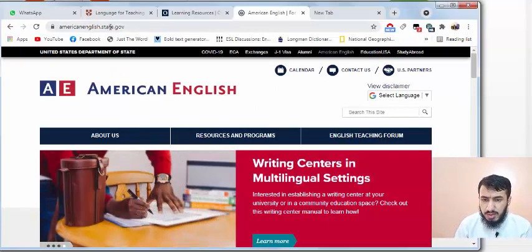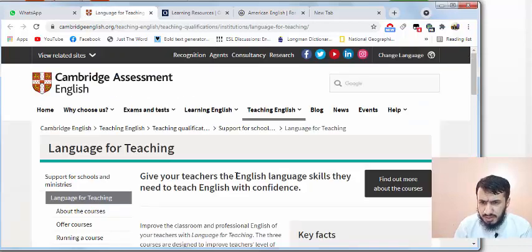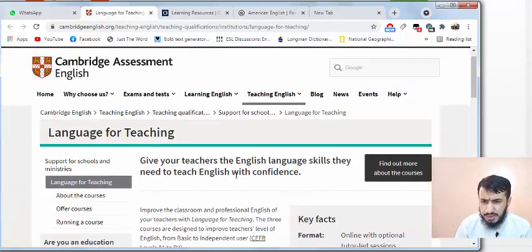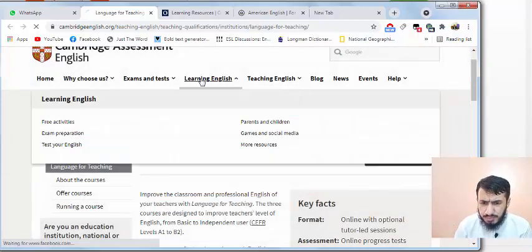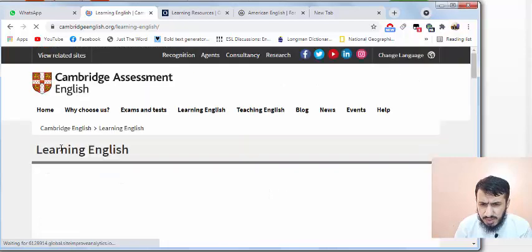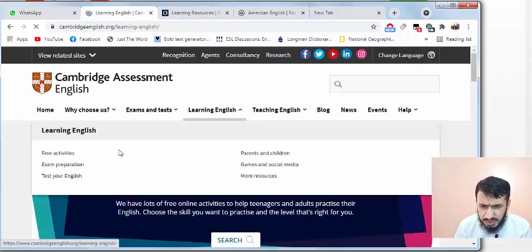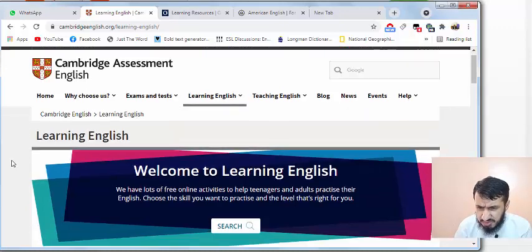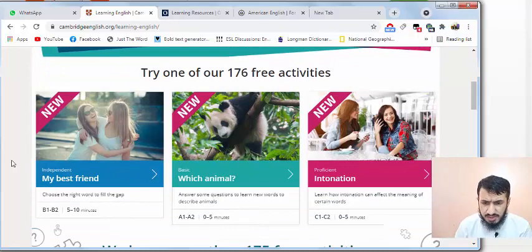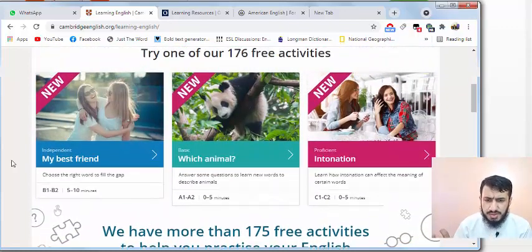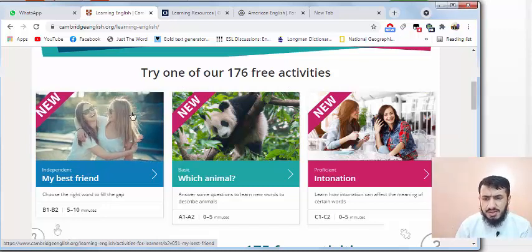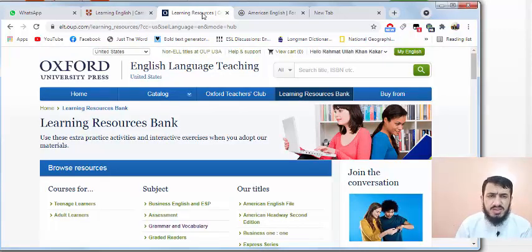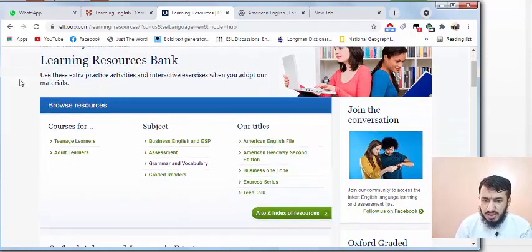Now if you allow me, this is the Cambridge Assessment English website, where we can click on Learning English. If we click Learning English, here we can find test your English, exam preparation, free activities, etc. And then there are hundreds of activities here; 176 free activities are here. Now you click and play with these activities and learn authentic English.